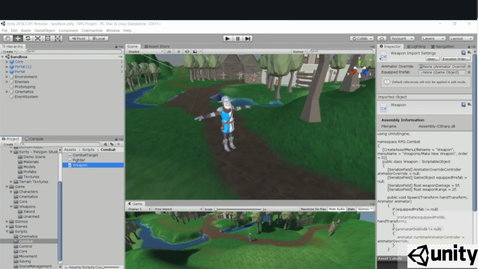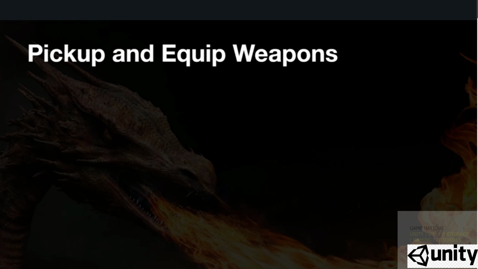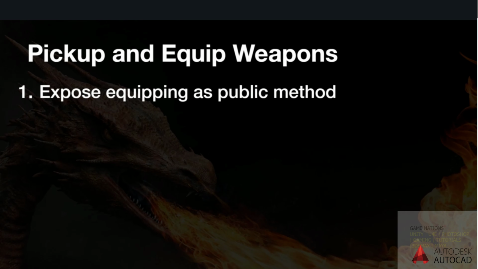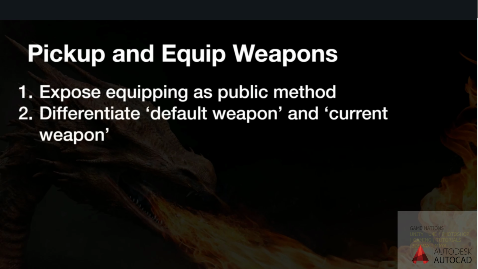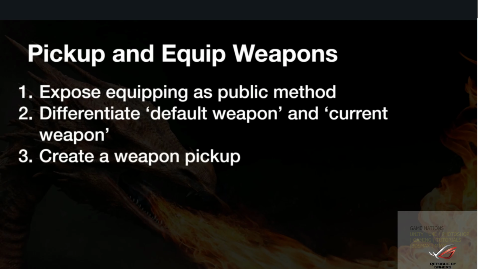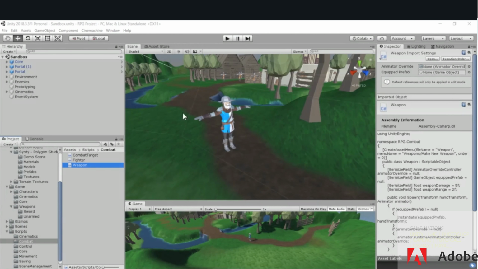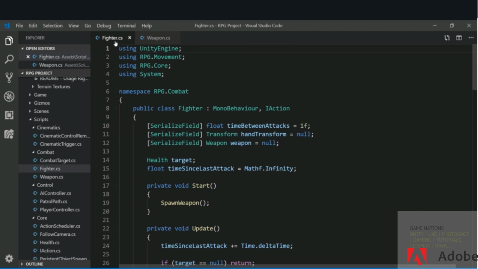Okay, let's start by going through what we're doing in this video. In terms of picking up and equipping weapons, we need to expose equipping as a public method. We need to differentiate the concept of default weapon or starting weapon with that of current weapon so that we can be cycling through current weapon as we pick up our pickups. We need to create a weapon pickup, and we need to update the player's weapon in their hand using the pickup's weapon type. So first things first, let's go open up our fighter script.